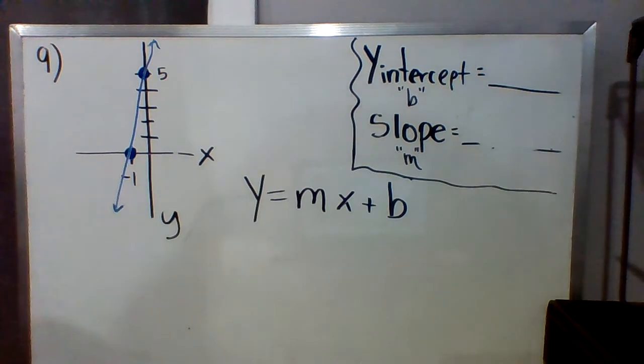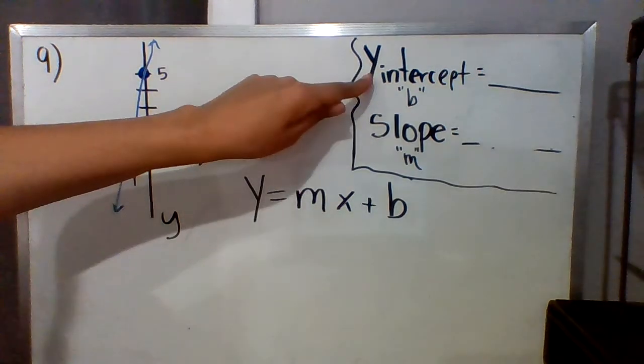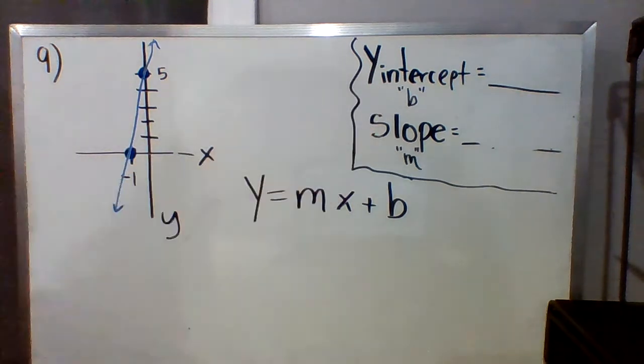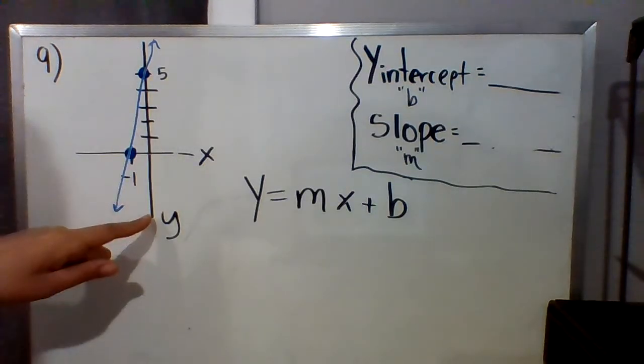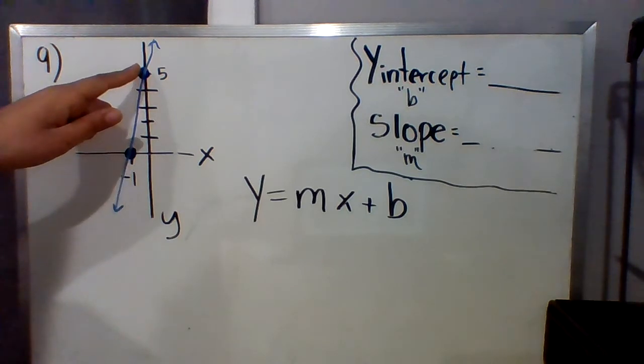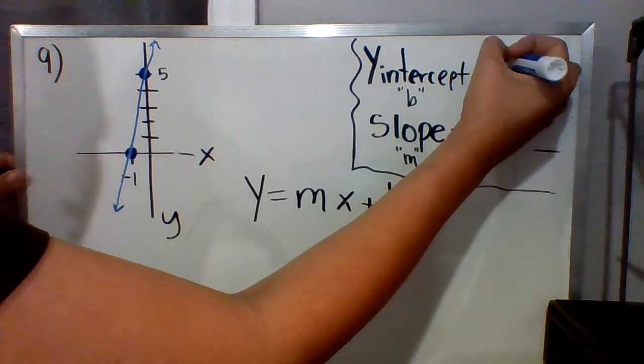And from this picture, we are after two things. We need the y-intercept and we need the slope. Let's do the y-intercept first. Take a look at the y-axis. Where does my line bump into the y-axis? Up here at the +5. So my y-intercept is +5.